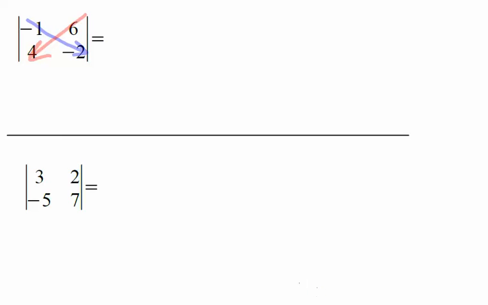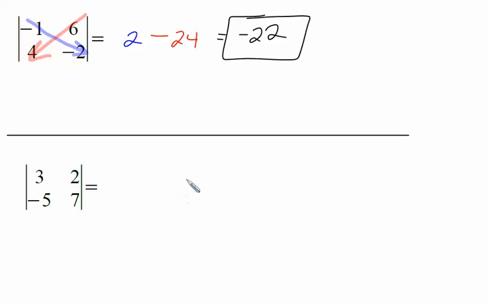way. So in this first problem, when we multiply going down, -1 times -2 is a +2. Then we subtract, in this case 6 times 4 is 24, and 2 minus 24 is a -22. And that would be the determinant of the matrix we have on the screen.